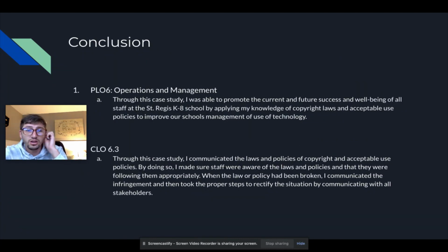In conclusion, through this case study, I was able to promote the current and future success and well-being of all staff at the St. Regis K-8 school by applying my knowledge of copyright laws and acceptable use policies to improve our school's management of use of technology. And through this case study, I communicated the laws and policies of copyright and acceptable use policies. By doing so, I made sure staff were aware of the laws and policies and that they were following them appropriately. When the law or policy had been broken, I communicated the infringement and took the proper steps to rectify the situation by communicating with all stakeholders.